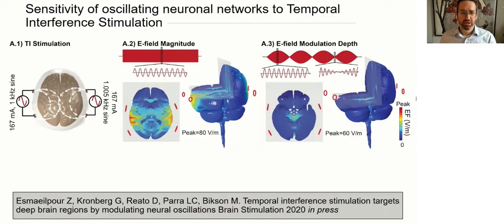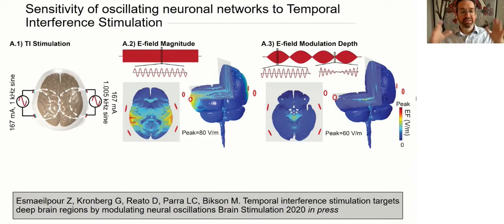I want to jump now to recent work where we looked at temporal interference stimulation, something, again, I think this audience has at least heard of. With temporal interference stimulation, the basic principle is that you stimulate on two sides of the head, and you apply two high frequency signals, let's say 1 kilohertz and 1.005 kilohertz. So both very high, but a little bit different.